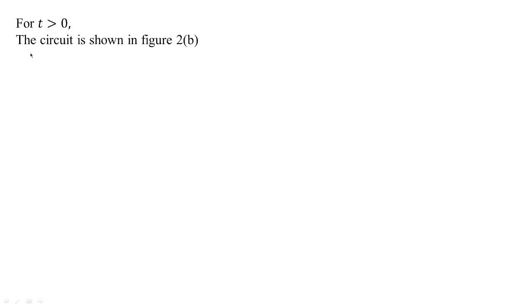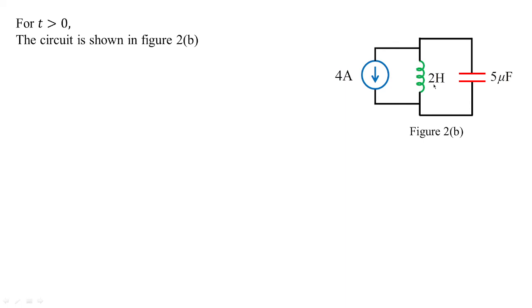So for t greater than 0, the circuit is shown in this fashion. The circuit is disconnected from the main source and the inductor got charged, and the current which is flowing through the inductor is 4 amperes. So this is how we place the circuit, and that is connected to the capacitor, which is 5 microfarads. So this is figure 2b, which we have determined for t greater than 0. Right. Now we have to frame the transient current with these two parameters.